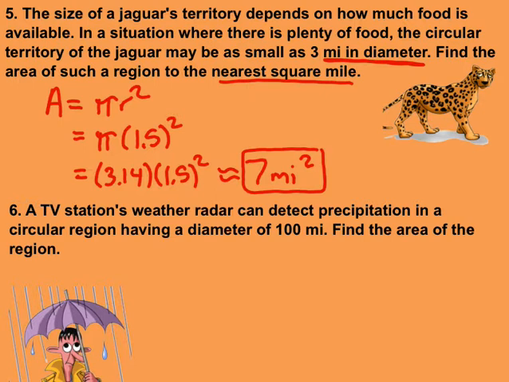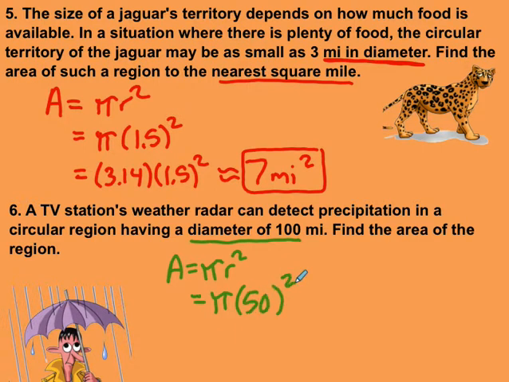Moving on. Number 6. TV stations' weather radar can detect precipitation in a circular region having a diameter of 100 miles. Find the area of the region. Again, they give us a diameter here of 100. We'll run our formula. So I'll do pi times, I need a radius. Be thinking about what that means. Diameter is 100, radius has got to be 50.